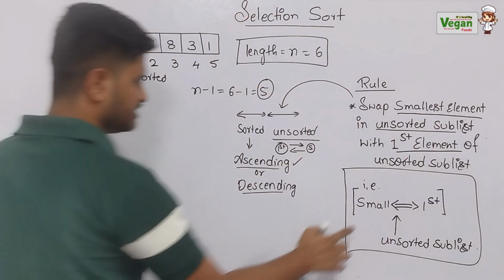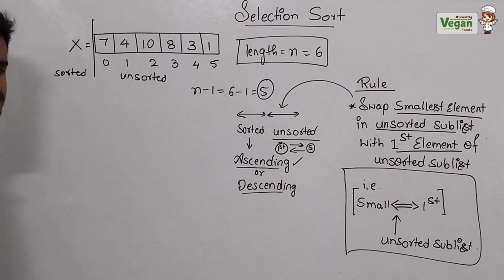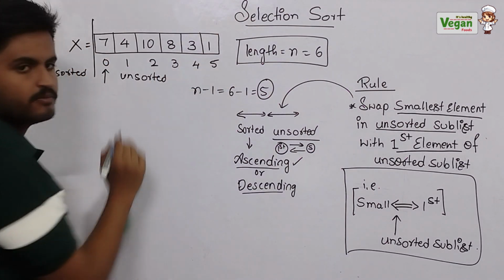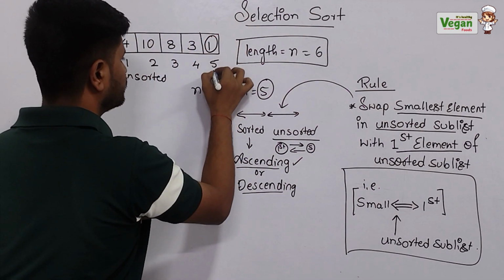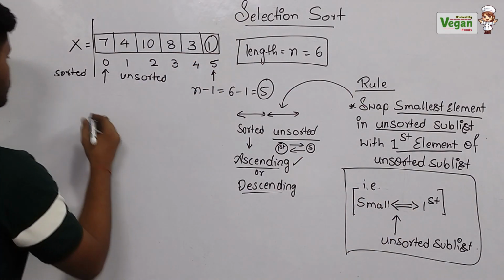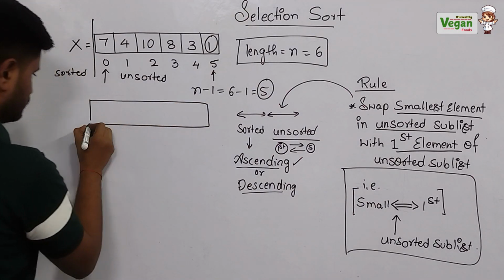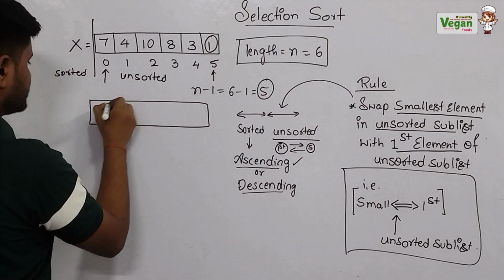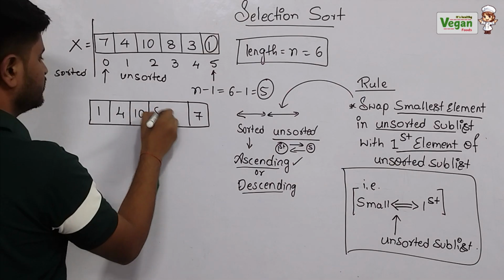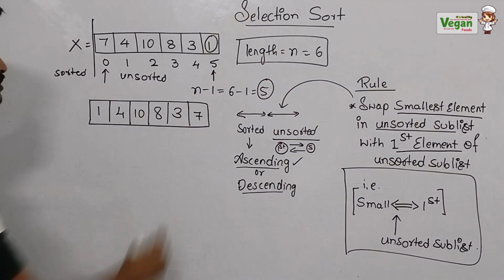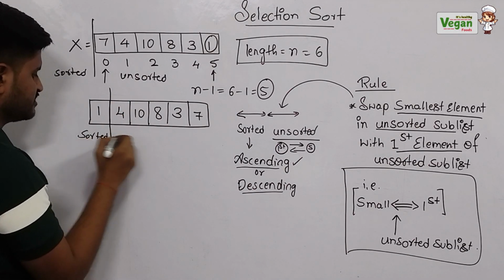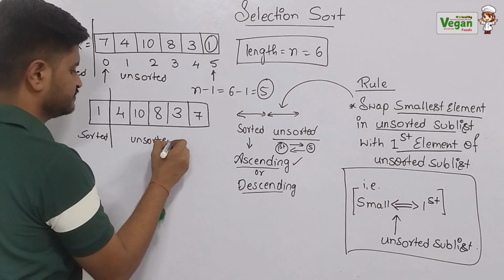What we must do is see the smallest element and the first element in the unsorted sublist. The first element is 7 and in the unsorted sublist the smallest element is 1. So we got the smallest element and the first element, and we must swap. 7 will go to 1's place and 1 will come to 7's place. All the other elements remain the same: 4, 10, 8 and 3. Now the smallest element 1 is already placed, so this will be in the sorted sublist and this will be in the unsorted sublist.